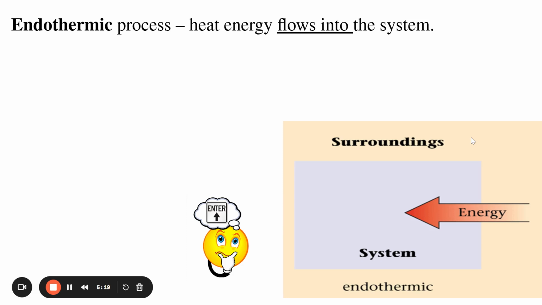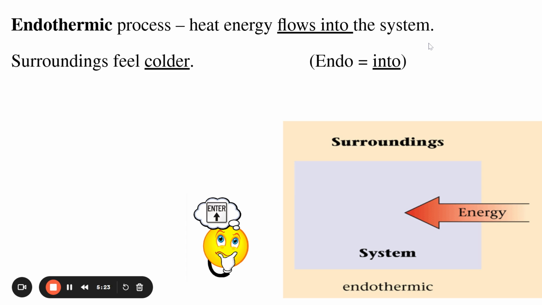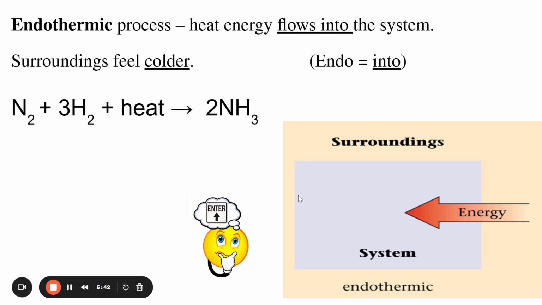Now let's talk about endothermic. Endothermic is where heat energy flows into the system. Surroundings are going to feel colder. Endo means into, because in order for the system to gain energy, it has to come from somewhere. Well, the only thing around the system are the surroundings. So if the system got hotter, the surroundings must have gotten colder. What this means is that we're going to write heat as a reactant.